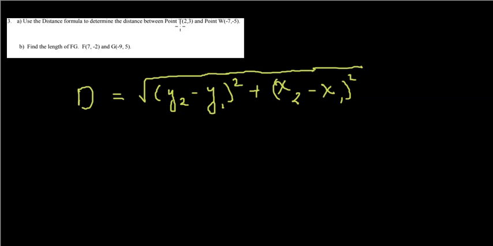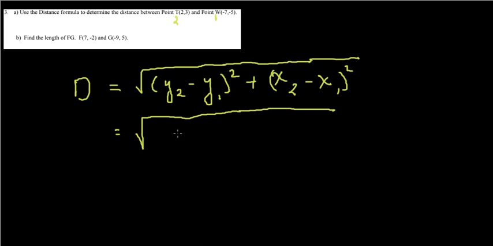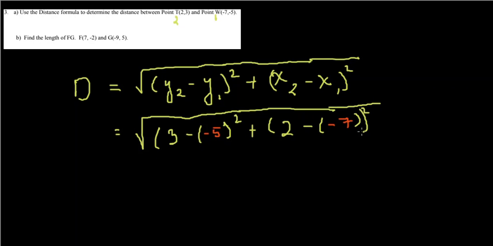I'm going to make point T our 2 and W our 1. So point T value is going to be 3 minus -5, plus the x coordinate of T, which is 2 minus -7. Make sure that that parenthesis is clear.